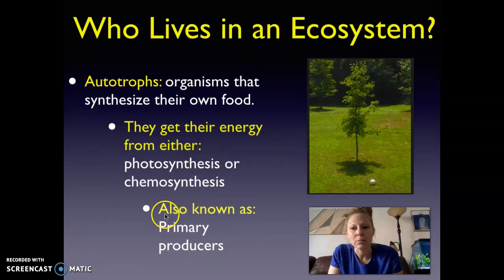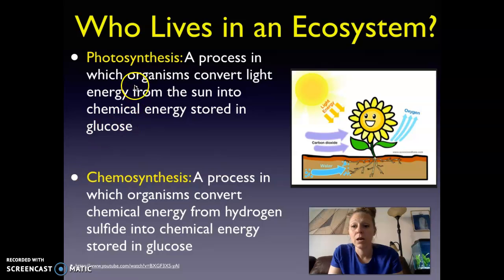Organisms that are autotrophs are also known as primary producers. These are our producers. They produce the energy in the system. They get it from the sun, they trap it in the bonds of glucose, and then we eat that glucose. Here, we're not going to talk about chemosynthesis today. We are going to talk about photosynthesis.